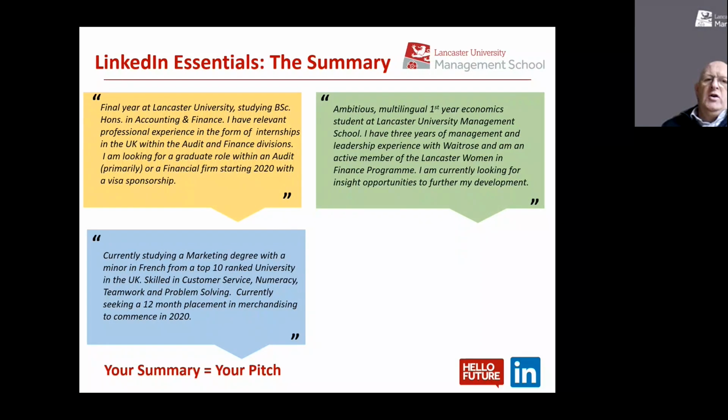So you can see the first one, BSc Hons in Accounting and Finance. They're explicitly looking for a graduate role within an audit or financial firm, coupled with visa sponsorship.